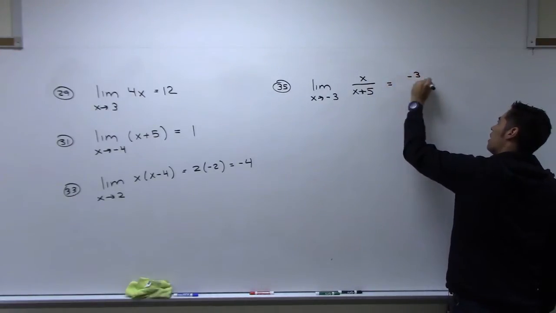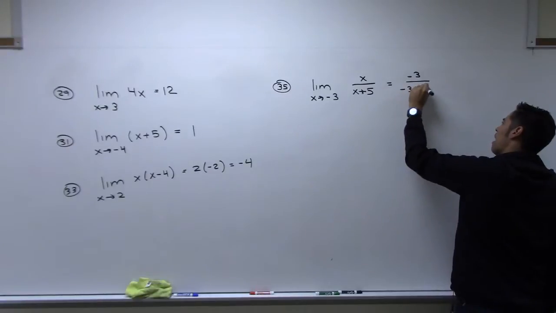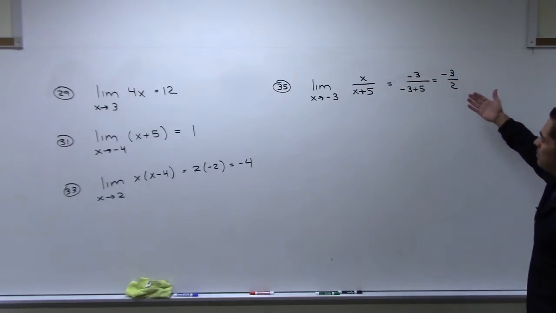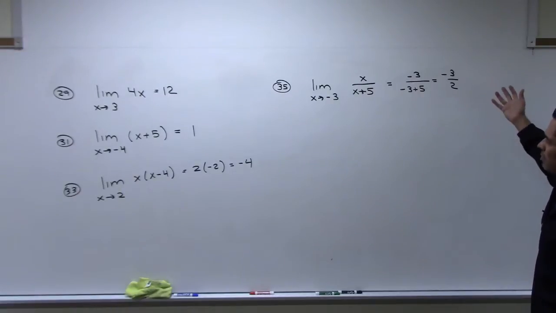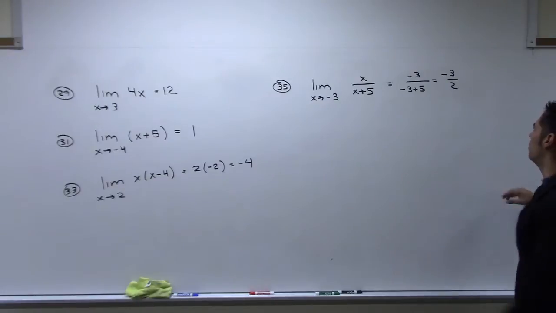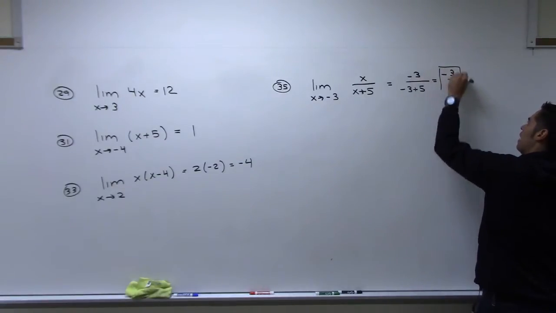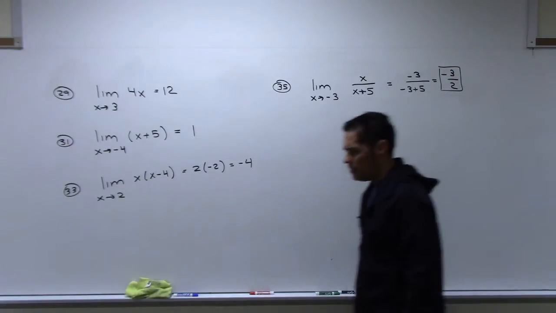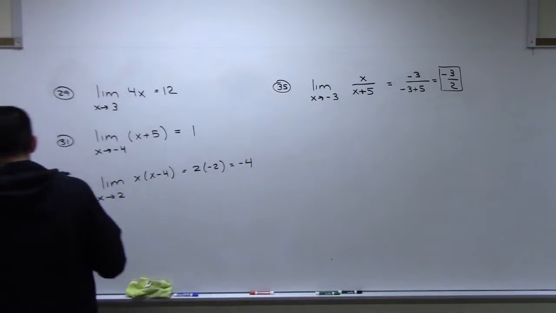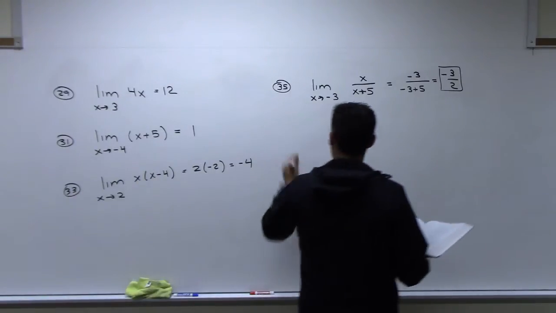I'd have negative 3 over negative 3 plus 5. That would give me negative 3 over 2. And that's not a problem. That's not division by 0. It's not some crazy looking thing like 0 divided by 0 or any square roots of negative numbers. We're all good. Okay, so that's it. Again, don't make this more complicated than it has to be. Let's try the next one.